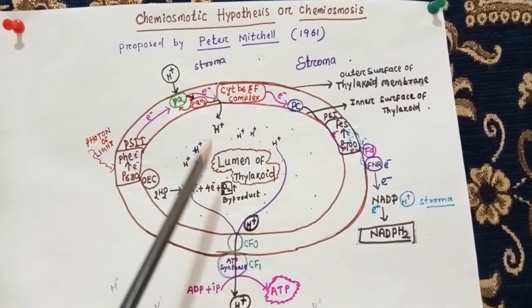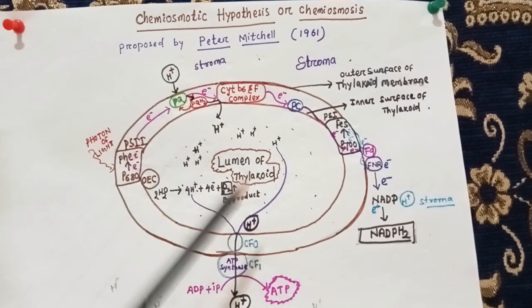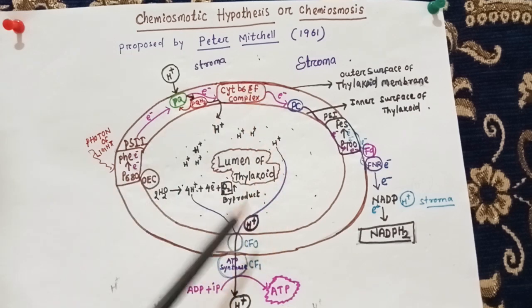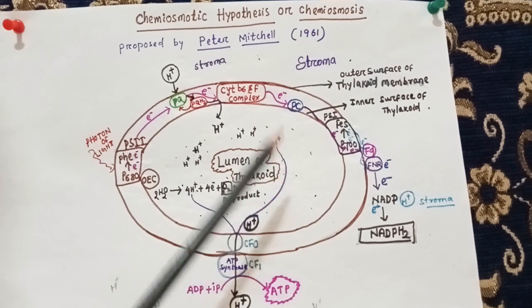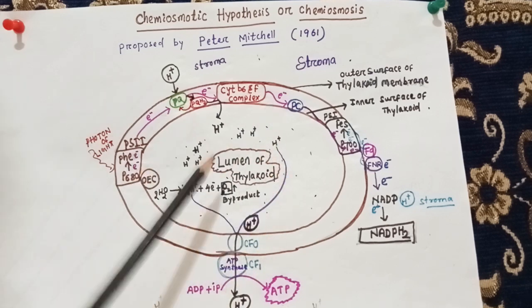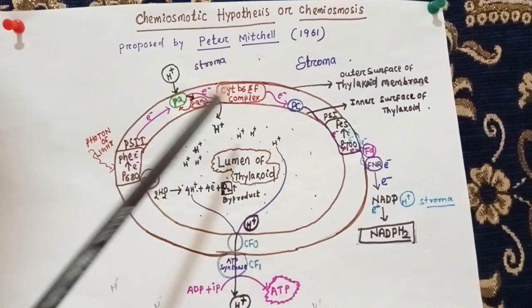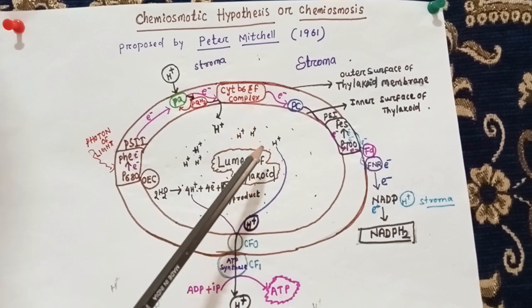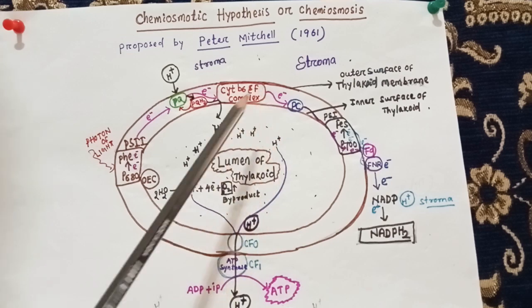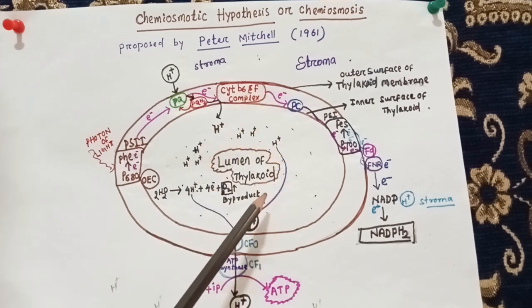And due to the excessive increase in the concentration of protons inside the lumen of the thylakoid, it can generate a force that is named the proton motive force. And due to this force, the excessive amount of protons present in the lumen of the thylakoid want to move back to their original place, that is the stroma.